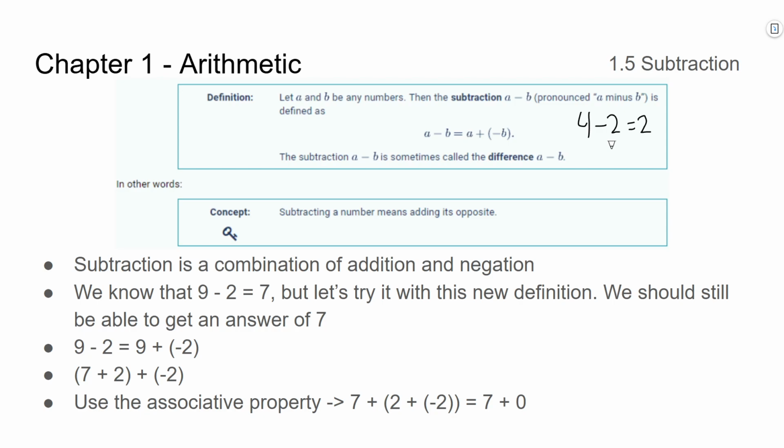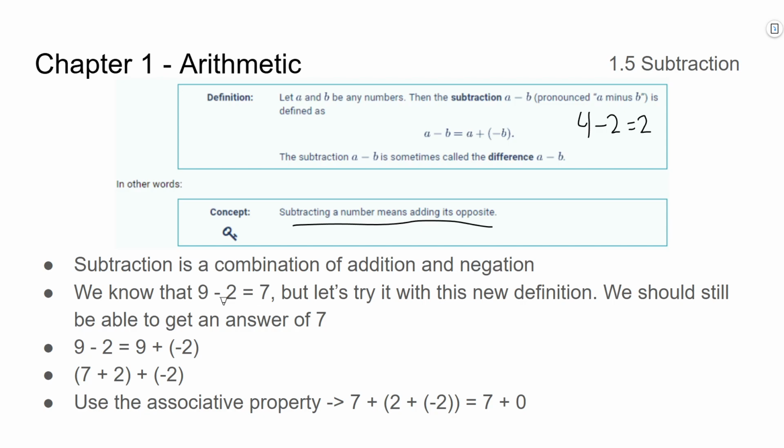There's nothing wrong with that, but for a reason that will become clear a little bit later, we're going to alter this definition a little bit. Whenever we see a minus sign, we're going to convert that to addition, by adding its opposite. We talked about negation in the last section, so we're going to be adding its negation. Anytime we're doing subtraction, we're going to replace that with adding its negation. Subtracting a number is adding its opposite. We're going to be doing a lot of converting to this new method. Subtraction again is a combination of addition and negation.